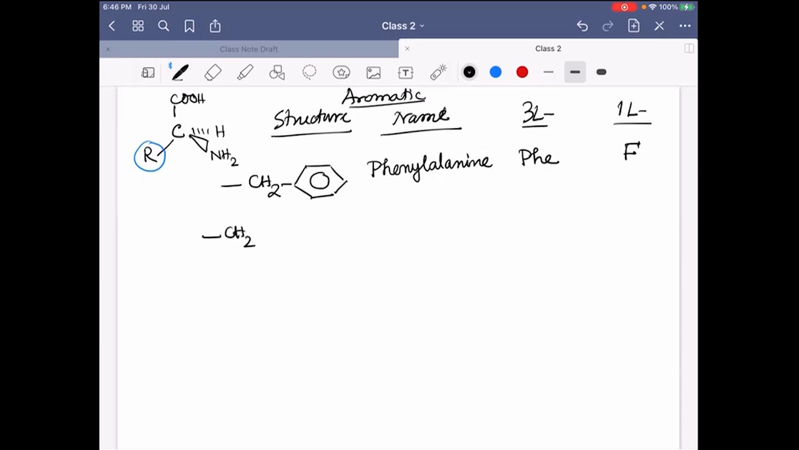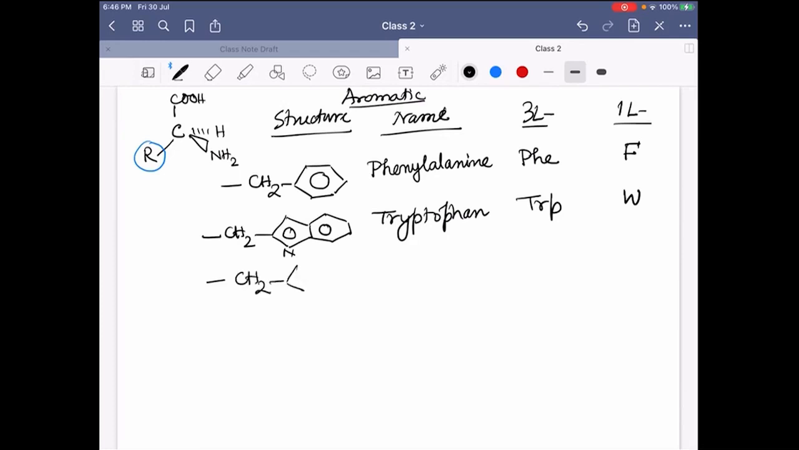Then comes this particular CH2 group, then this particular heteroaromatic system, which is nothing but an indole group present over here. The name of this is tryptophan. Three-letter code TRP, one-letter code W. Again, why not T? We'll come to that very soon. And the next one comes with a phenol group. The name of this is tyrosine. Three-letter code TYR, one-letter code Y. So these are the three different aromatic compounds we can have over here.